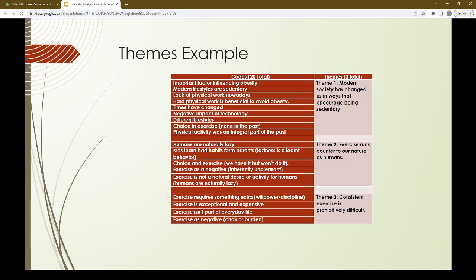In sitting down with the codes I was able to produce, I ended up seeing three distinct themes that came out of that little bit of transcript data that we were using as our artifact. The first and most prominent one that I noticed was that they seem to suggest that modern society has changed in ways that encourage human beings to be more sedentary. And that makes sense as an explanation as to why we do less exercise. Cars or other modern technology make it so that we can live our day-to-day life and avoid exercise.